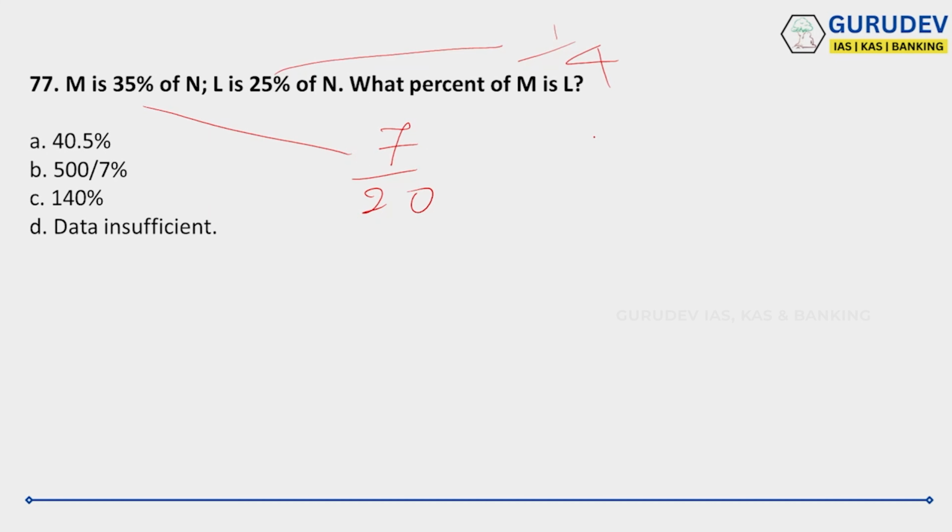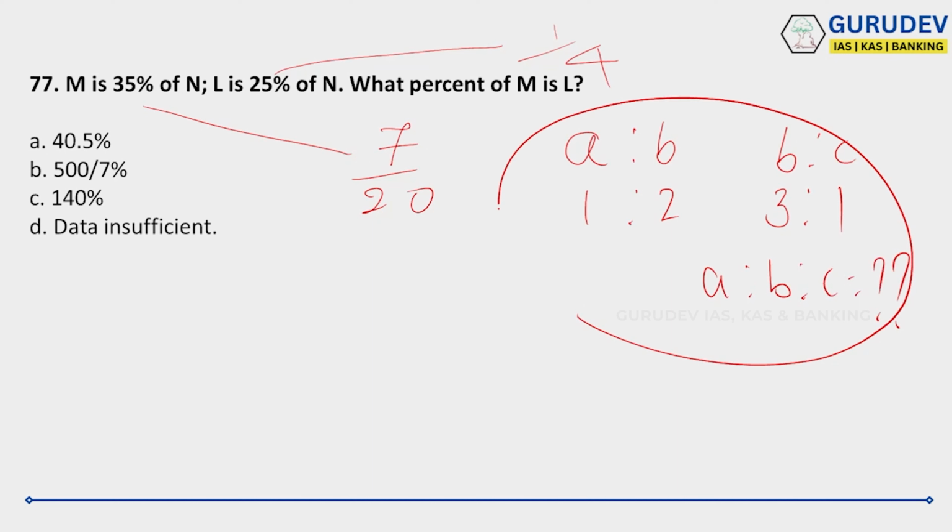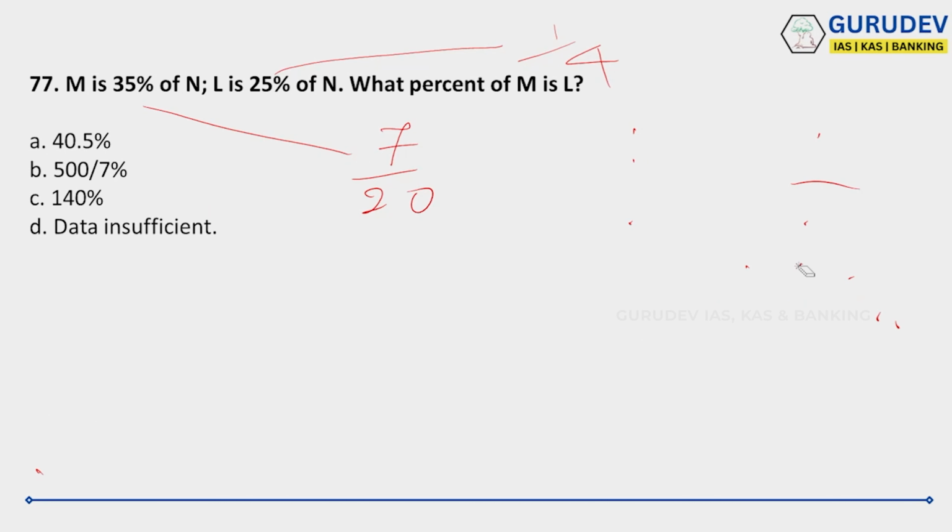My dear friends, I will ask you a question: what is A is to B is to C? If I ask you a basic question, A is to B is 1 is to 2 and B is to C is 3 is to 1, what is A is to B is to C? If you know this fundamental, this question will be solved within seconds. The concept is based on this fundamental.